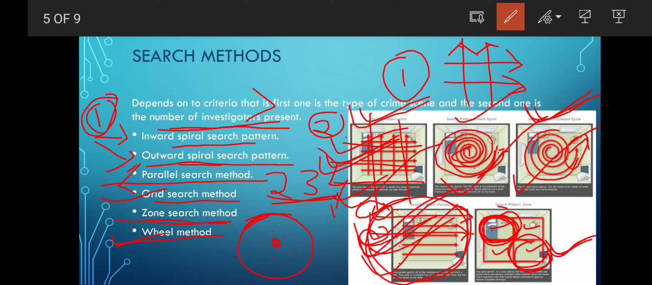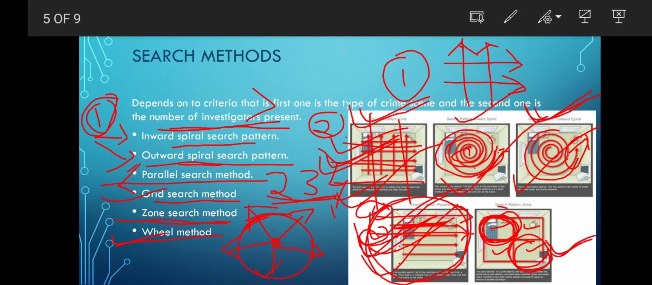So the number of people searching at the crime scene has to be more than one individual. Like in the parallel method, they are moving in coordination with each other. In the same way here they will do the same, but they start from the center and move to the outside, in coordination with each other. Okay, like this pattern will be formed.